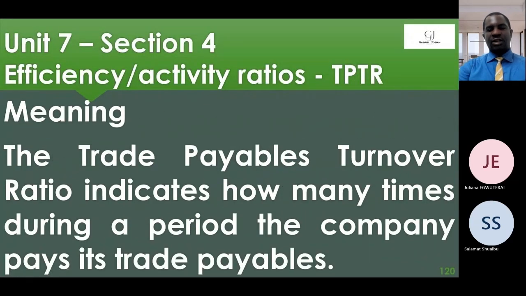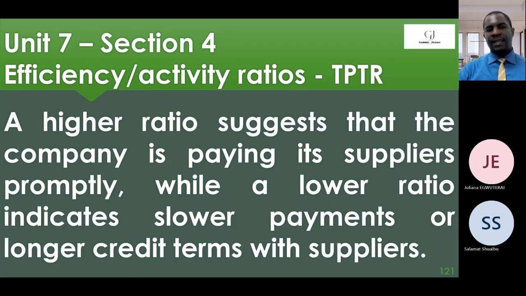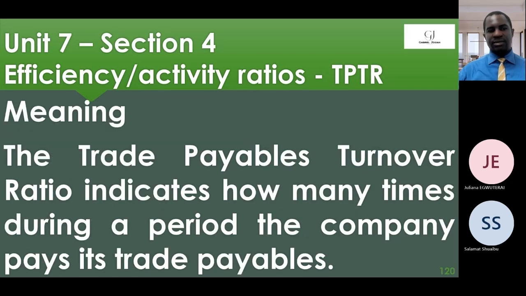Okay, so let's look at what it means. The trade payable turnover ratio indicates how many times during a year or a period the company pays its trade payables. A higher ratio suggests that the company is paying its suppliers promptly, while a lower ratio indicates slower payments or longer credit terms with suppliers. That's exactly what it means.